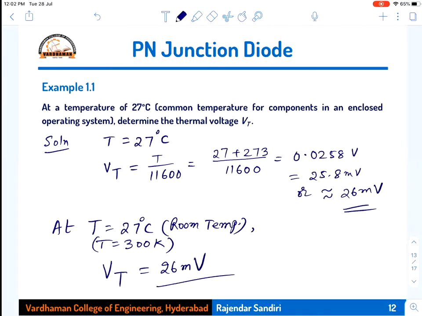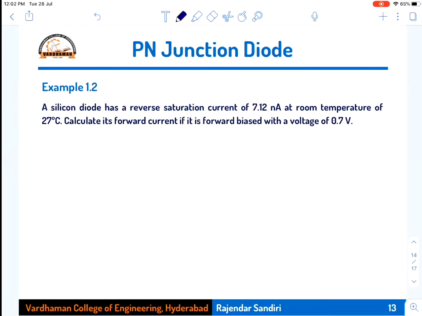Now onwards, no need of calculating. Just remember, at room temperature, what is VT? 26 millivolts. That's all. So at T equal to 27 degrees centigrade or 300 Kelvin, VT is equal to 26 millivolts. Very good. Next, second problem.